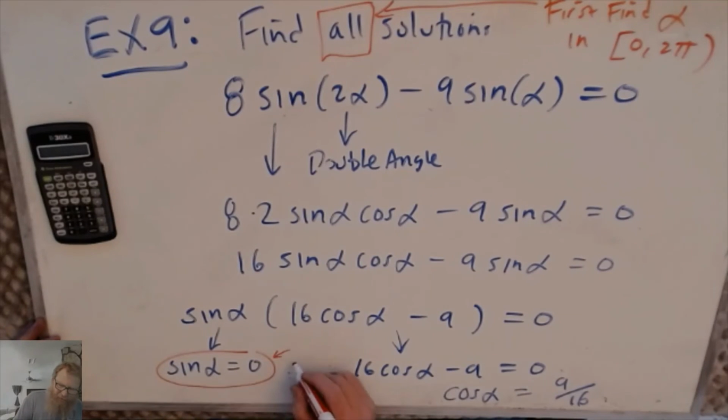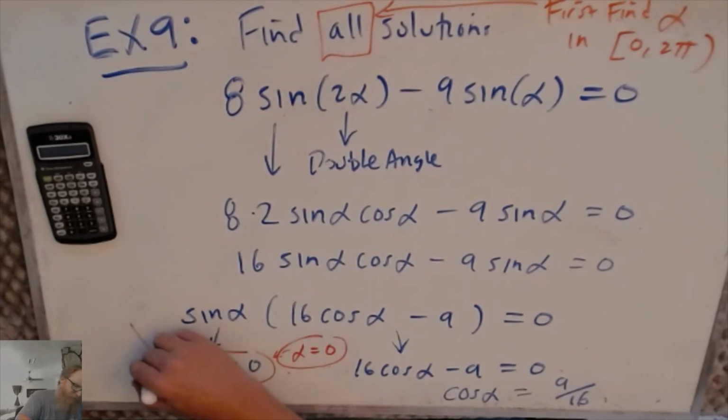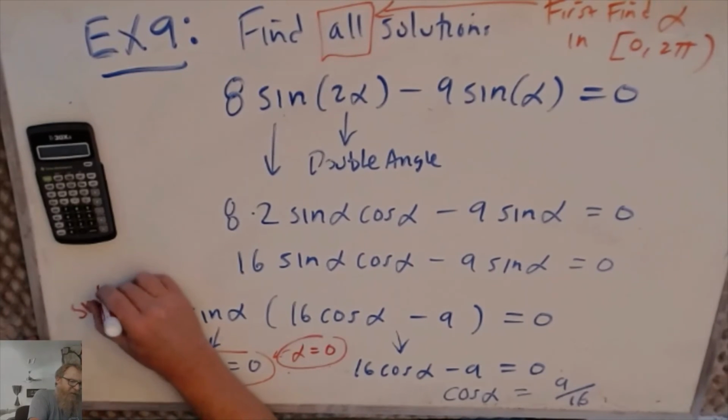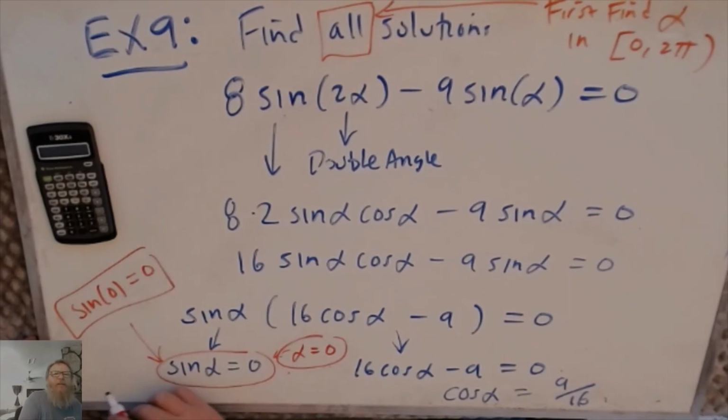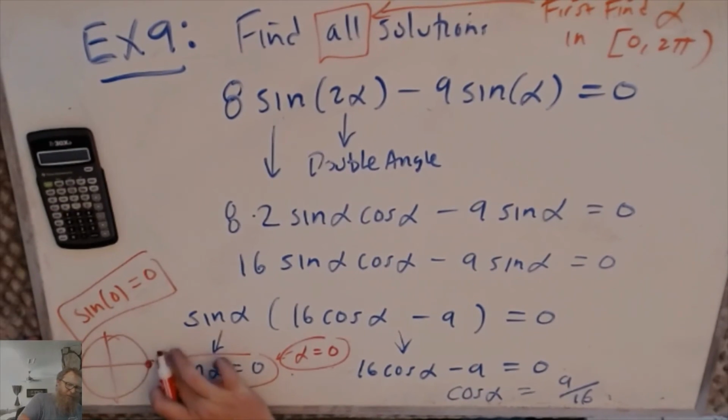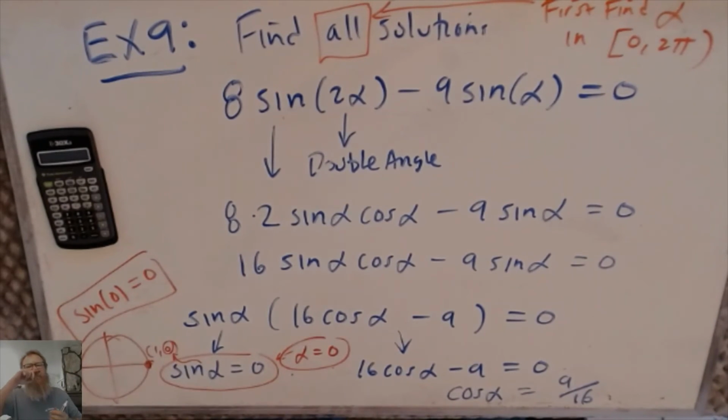Sine of alpha is equal to 0. That means alpha is equal to 0. Sine of 0 is equal to 0. Yeah, on the unit circle, this is the point 1, 0. So sine of 0 is equal to 0. So we get one of our answers for free. Alpha is equal to 0.